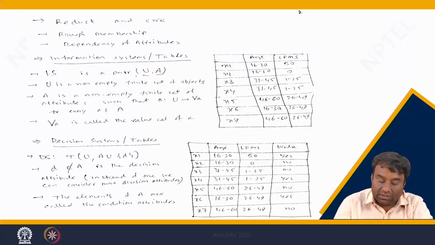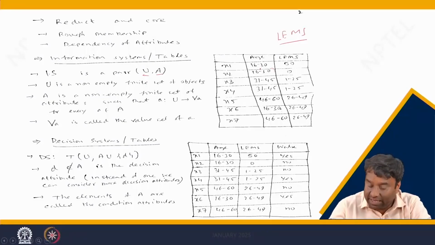Here the elements which are in rows are objects, and in columns these are known as the attributes. U is a non-empty finite set of objects. Here x1, x2, x3, x4 are the objects, and the attributes are age and LEMS, that is associated with some leg disease. A is a non-empty finite set of attributes such that there is a mapping from attributes to VA, where VA is the value set.